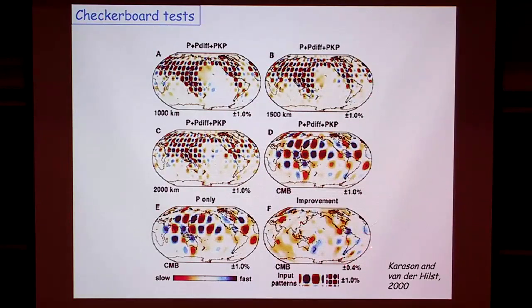And there is some improvement. This is a difference between these two checkerboards. So in this region, you get some slight improvement, but it's not that great. Yes?